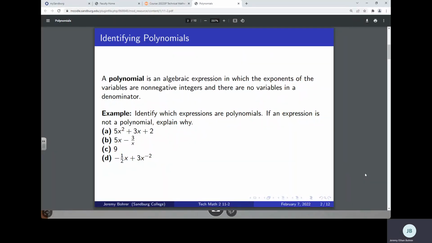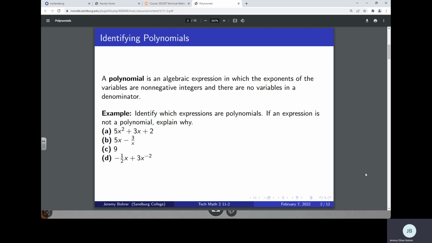In this video, we're going to look at the questions in the 11-2 slides. We're starting here on page 2. We're asked to identify which of these expressions are polynomials, and if an expression is not a polynomial, we're supposed to explain why. Give me a moment here because the lights just went out. There we go. All right, so this first one, A, 5x squared plus 3x plus 2 is a polynomial.